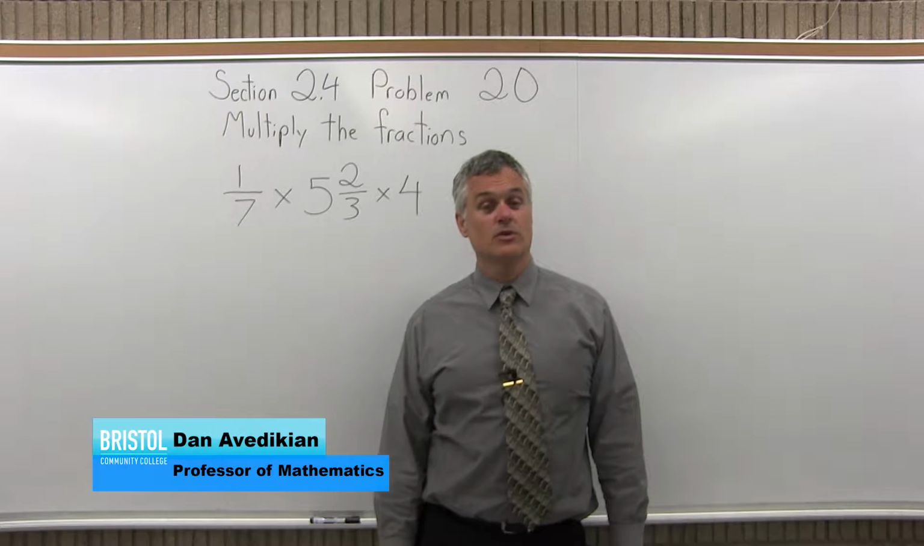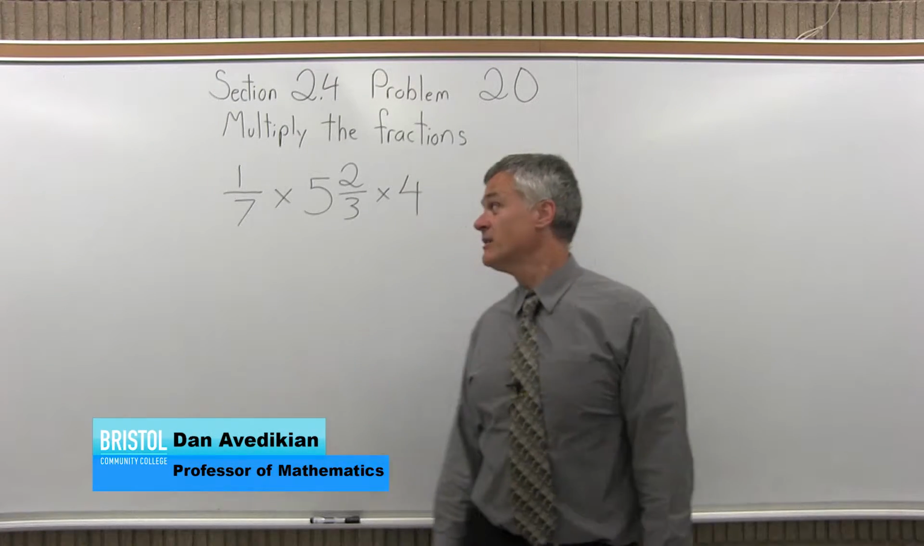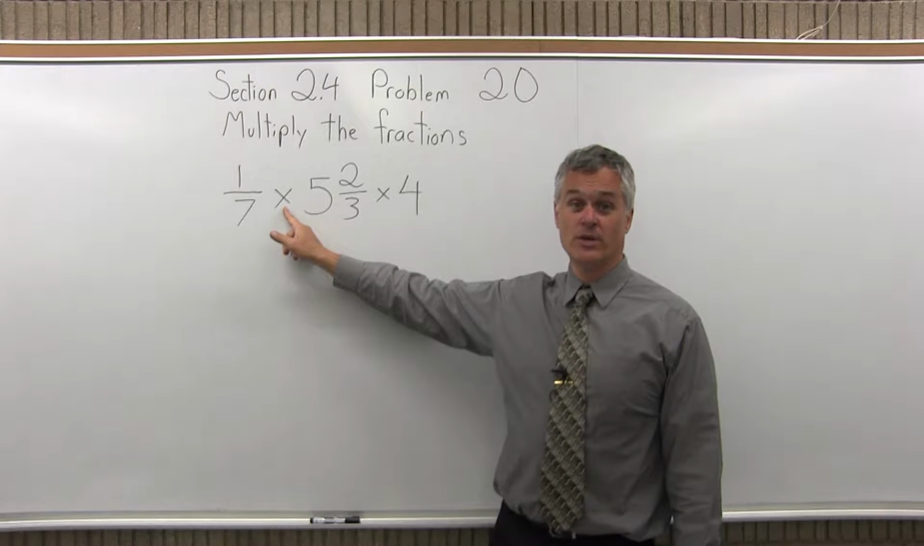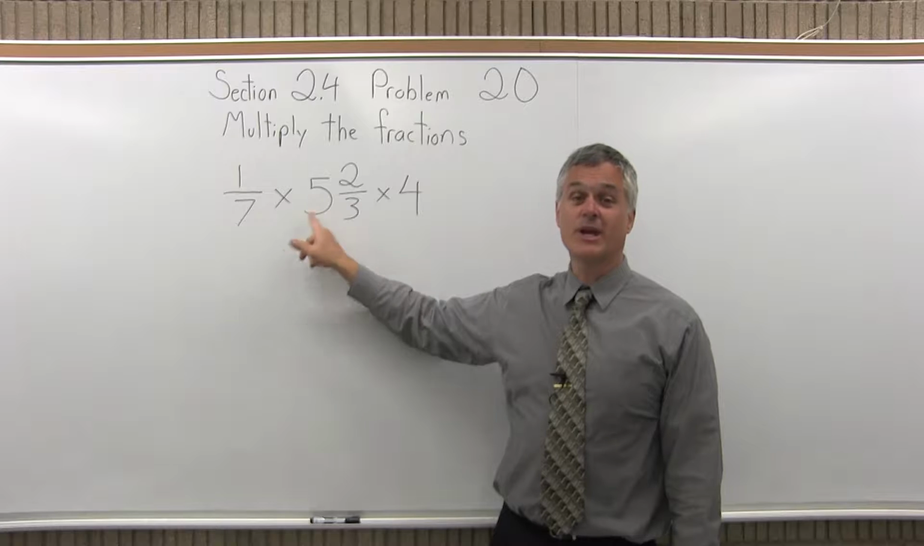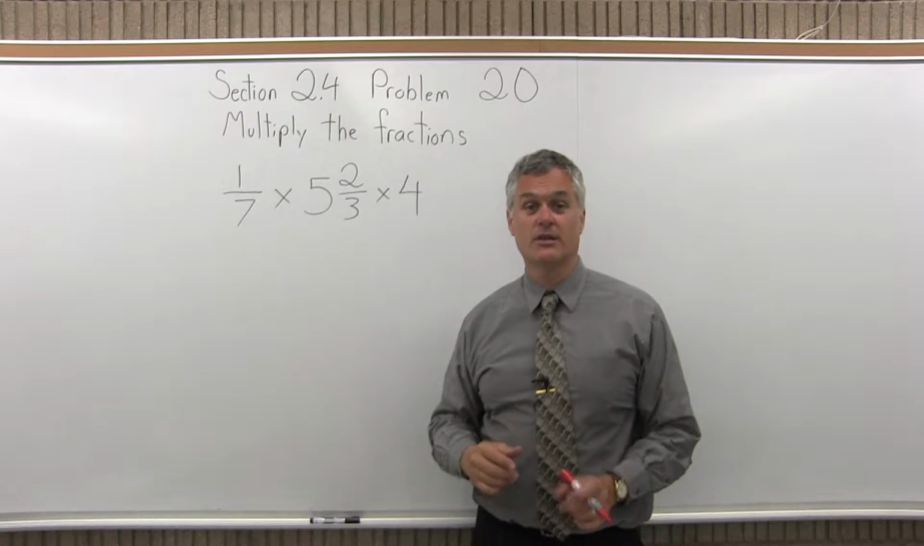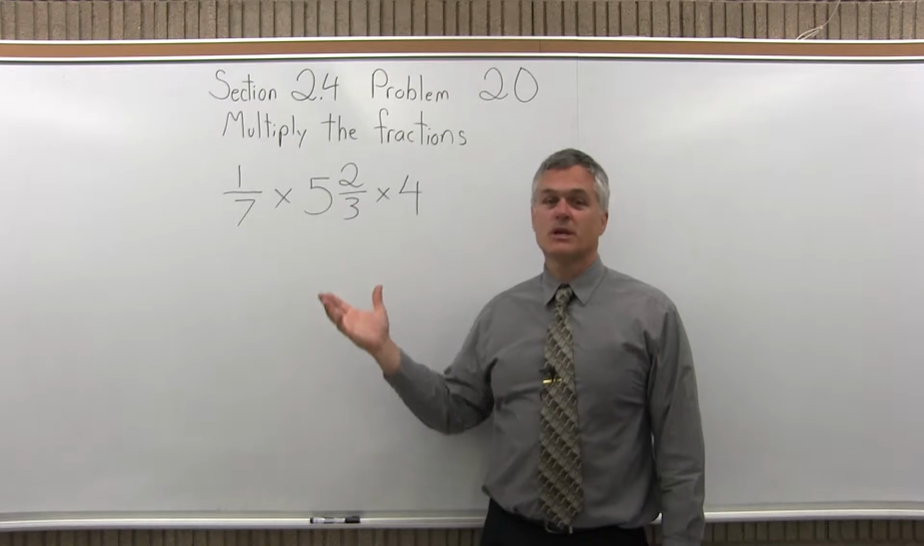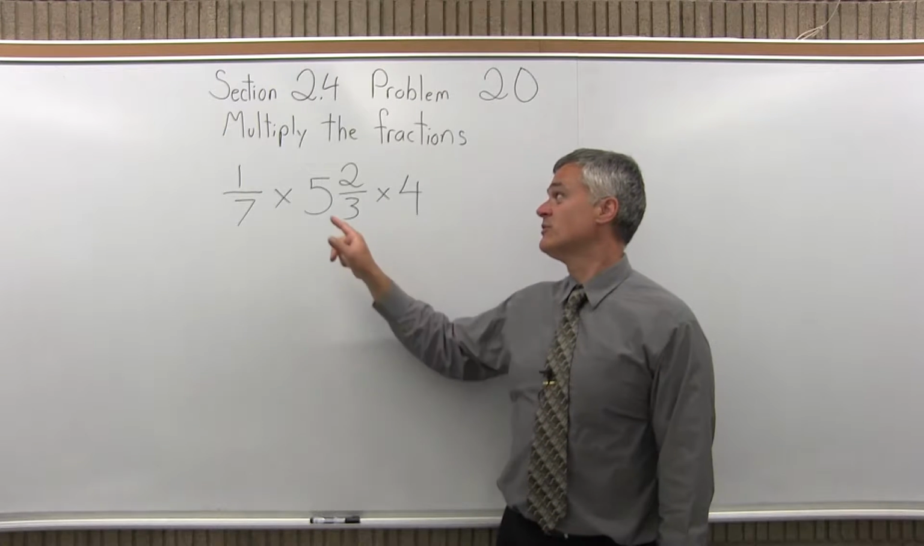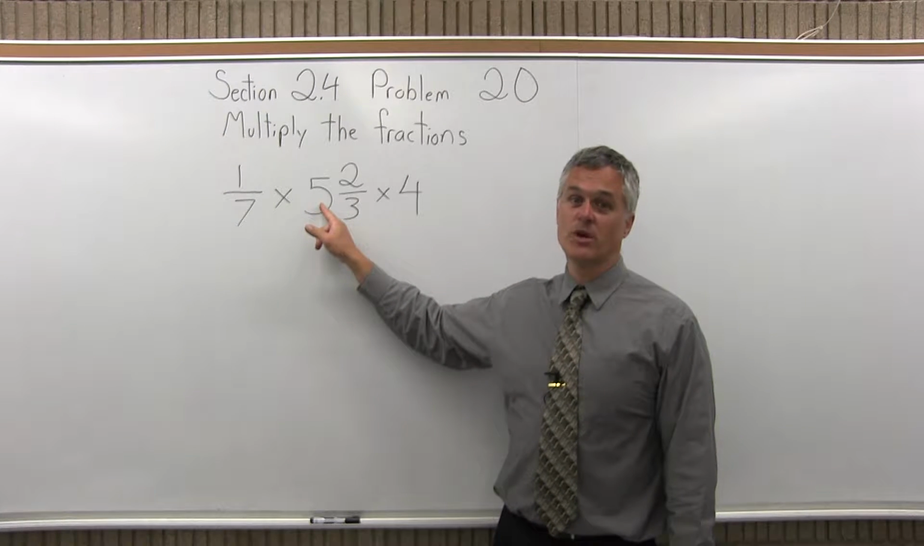This is Section 2.4, Problem 20. It says multiply the fractions. We have 1/7 times 5 2/3 times 4. So we have a regular fraction, a mixed number, and the whole number all multiplied together. Once any part of it becomes a fraction, you have to treat them all as fractions, and written in a form that has only a numerator and a denominator. I can't have a mixed number like the 5 2/3 with a number in front.